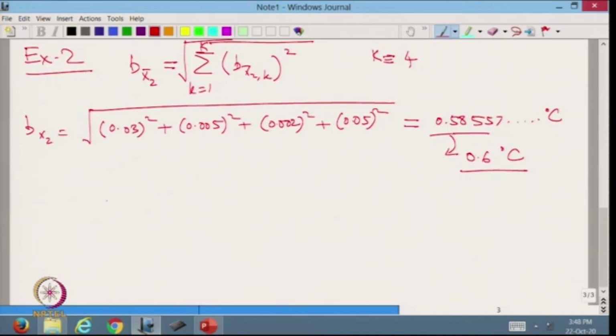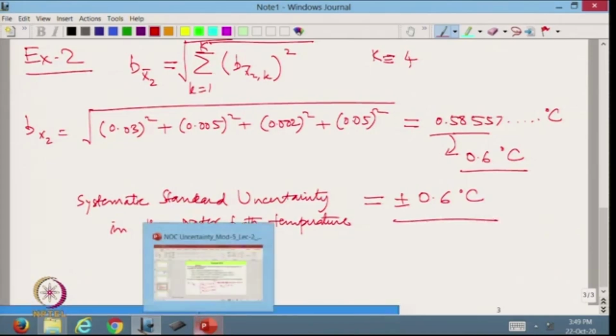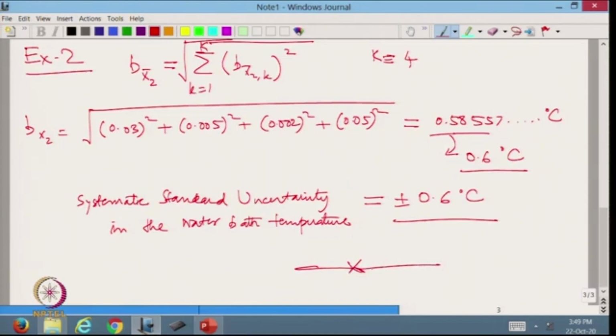So, that is our answer, that the systematic standard uncertainty in the measurement of the water bath temperature is equal to plus minus 0.6 degrees Celsius. So, that completes our solution.